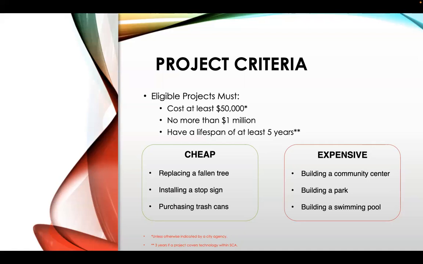But things that we're probably not going to be able to have funded through participatory budgeting are things like building a community center. It costs millions of dollars to not only allocate the lot or piece of land where this community center could go, but also for the construction and building of the community center. It's a really expensive project. Building a park as well, building a swimming pool. These are not going to be things that we're going to be able to have covered through participatory budgeting.